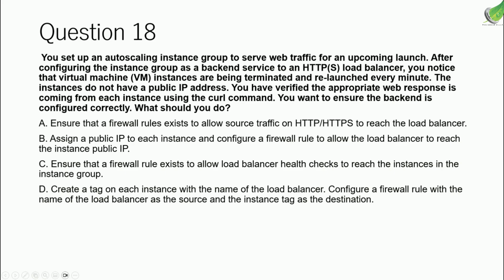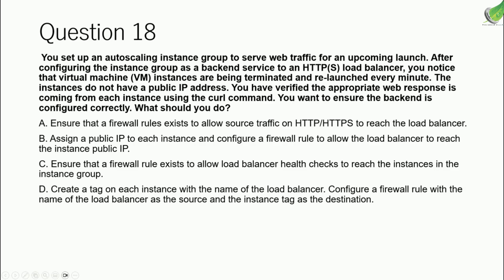Question 18. You set up an auto-scaling instance group to serve web traffic for an upcoming launch. After configuring the instance group as a backend service to an HTTPS load balancer, you notice that virtual machine instances are being terminated and relaunched every minute. The instances do not have a public IP address. You have verified the appropriate web response is coming from each instance using the curl command. You want to ensure the backend is configured correctly.